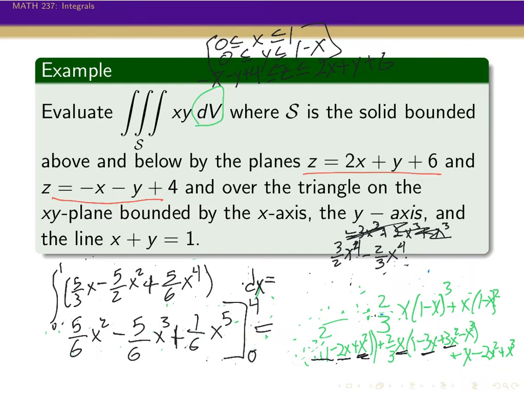And so when I plug 1 in here, the 5/6s are going to cancel themselves off. And so at the end of the day, I'm left with just 1/6. And that should be plugging in 1, not 4. Only took a little bit over 20 minutes to do. Okay, but that's what triple integration is.